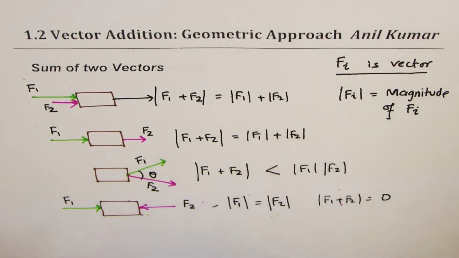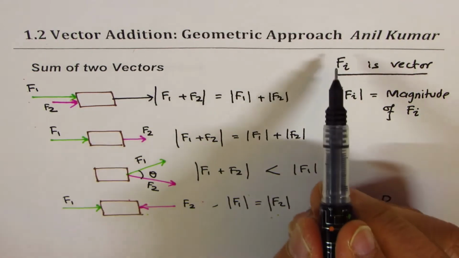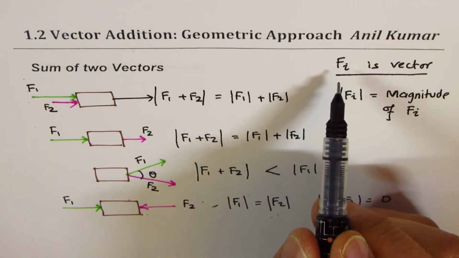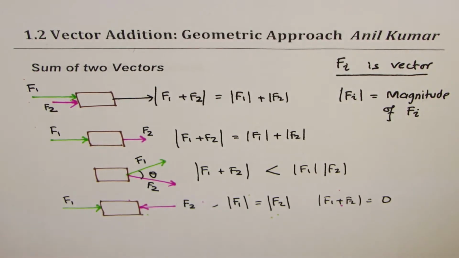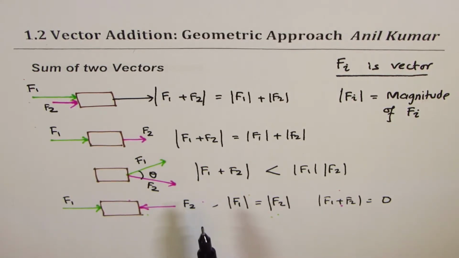Is it okay? So I'm not putting a bar on top or trying to make them bold, but try to understand that these are being represented as vectors. So when you add vectors, these are the different scenarios which can happen. We'll take up examples to understand how to add them with some values, but I hope the concept is clear.